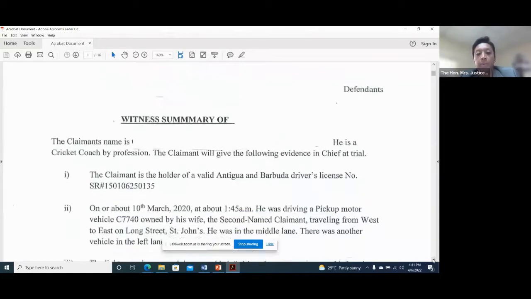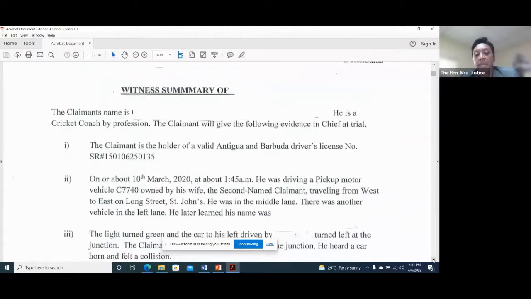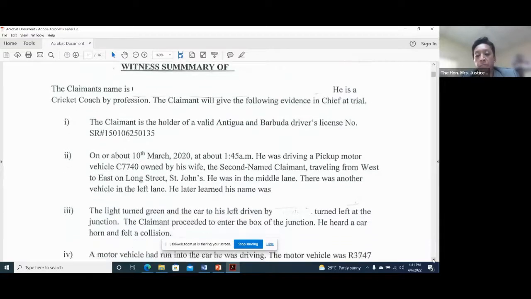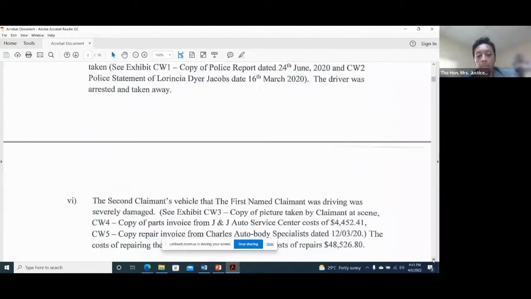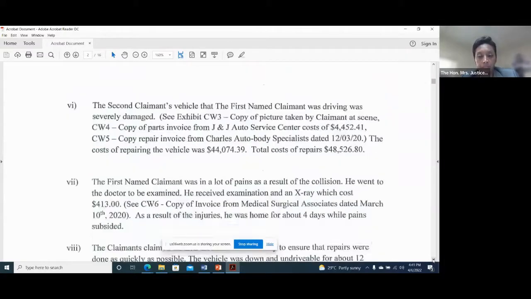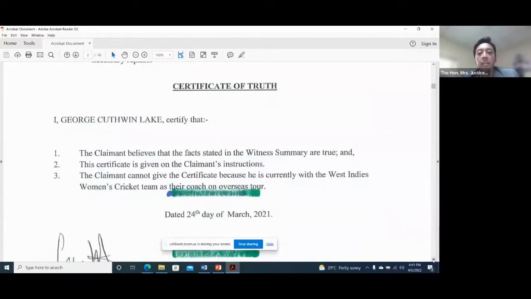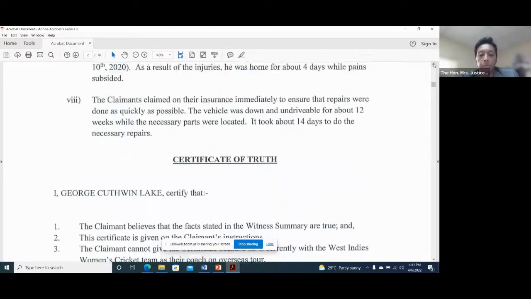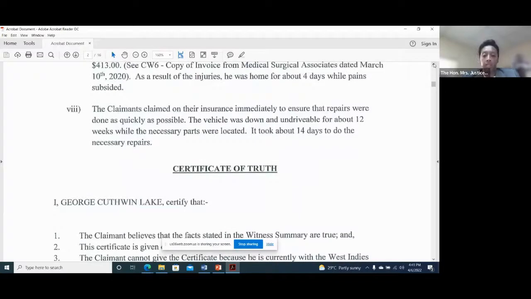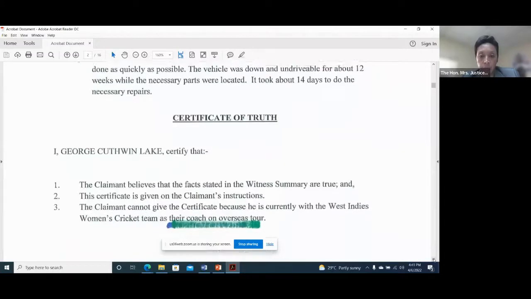And then you will see it's a witness summary. And at the first paragraph, you would see that the claimant's name is given, and so this is actually the witness summary of the claimant in this action. And she gives her evidence. And then if you can go further down, Ms. Neely. And you will see, go up for me. You will see it has a certificate of truth. Okay, and you can go back down. Thank you. I see that the information I was seeking is actually in the certificate of truth.